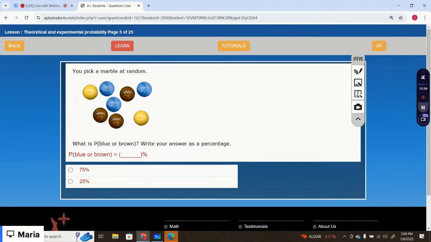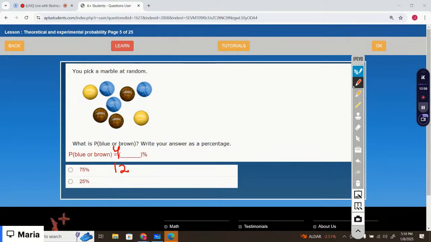You pick a marble at random. What is the probability of blue or brown? Write down your answer as a percentage. Blue or brown? 1, 2, 3, 4, 5, 6. Six of them are blue and brown, and that is 6 out of 8.